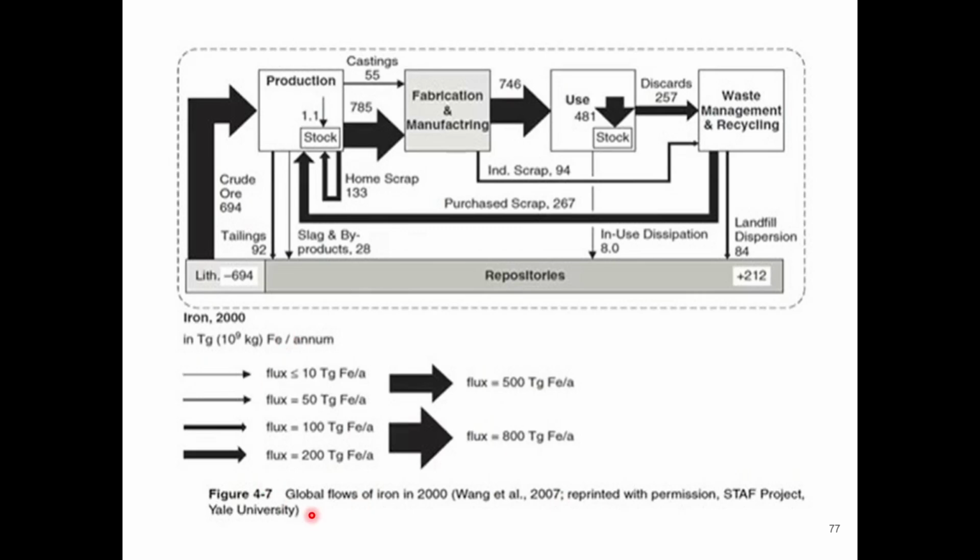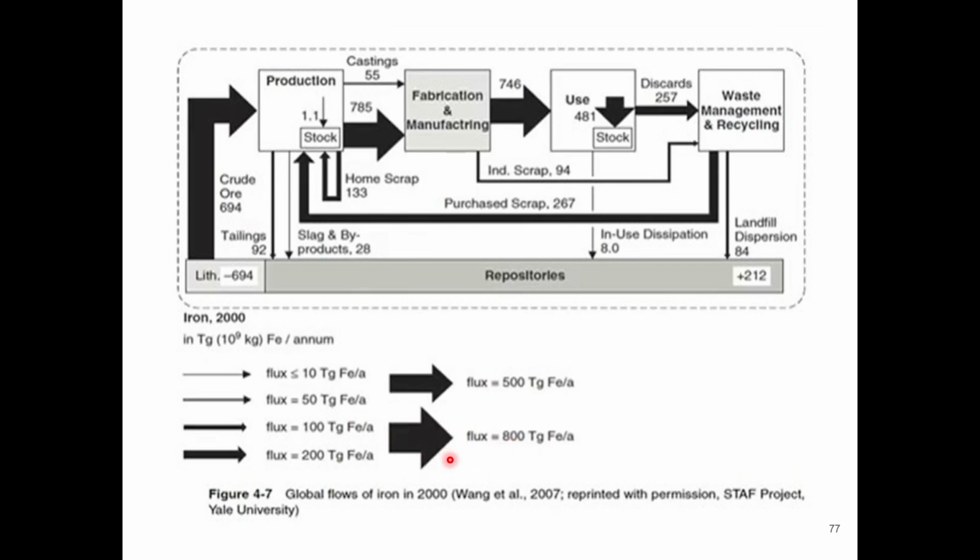This is basically figure 4.7. It shows the global flows of iron in 2000. The bigger the arrow size, the higher the flux. Flux is basically the amount of energy per unit area, basically the flow per unit area. The amount of flow lines per unit intensity basically. So it is the energy flow per unit area. So it is the flux.